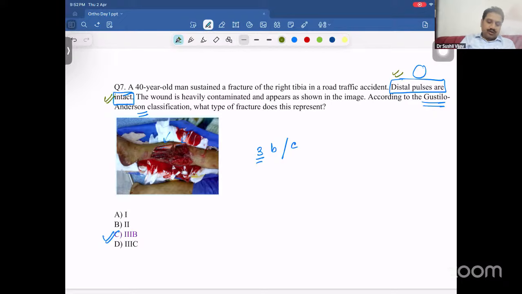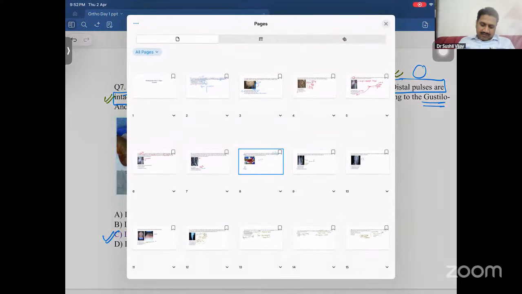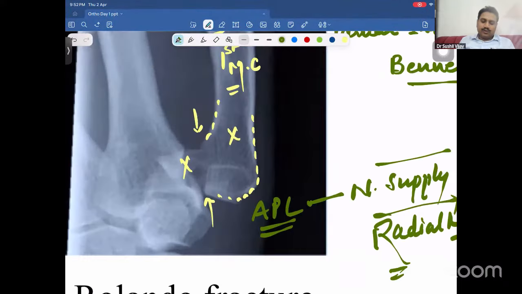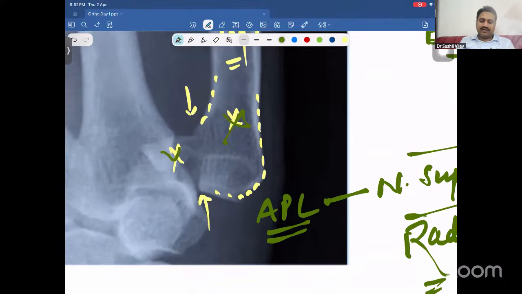Right? Bennett versus Rolando. We have seen this injury. In Bennett you will only see 2 fragments, fragment 1 and fragment 2. But had it been Rolando, the fracture line comes like this, so you would be able to see fragment 1, fragment 2 and fragment 3. Or maybe a fracture line like this. So when it is comminuted intraarticular it becomes Rolando. When it is only 2 pieces of the bone with 1 fracture line, it is called Bennett.